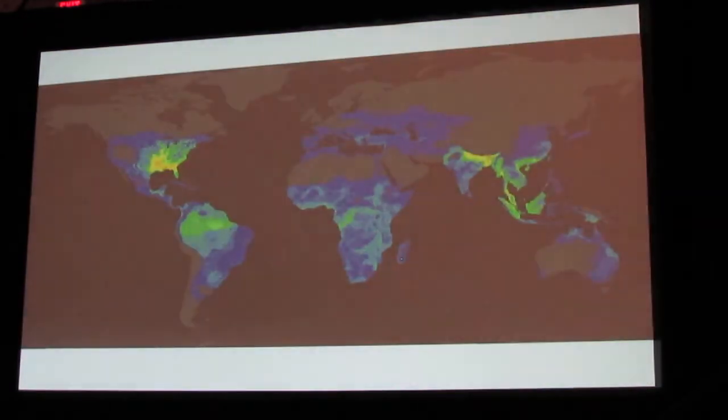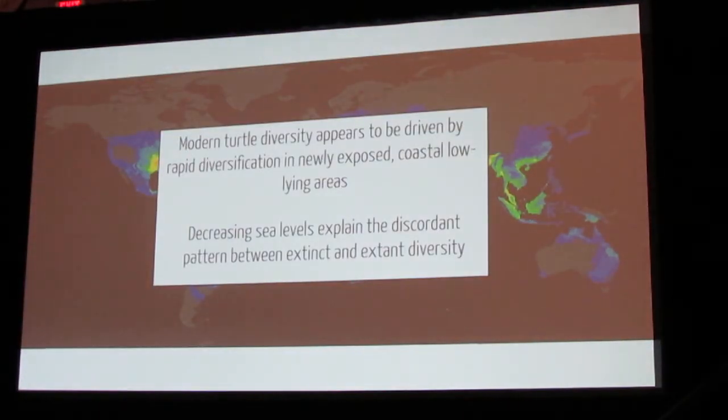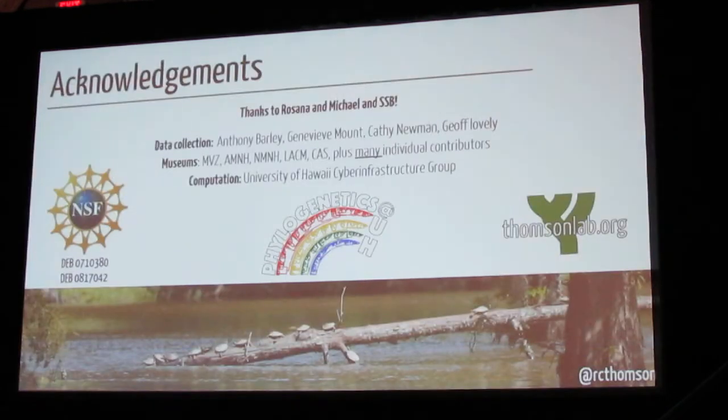Okay, so just to conclude, it seems that modern turtle diversity may be driven by rapid diversification in these newly exposed coastal low-lying areas. And it's really the sea level changes that lead to those areas being available that also explain this discordance between the fossil and the extant species. Okay, so I'll finish there.